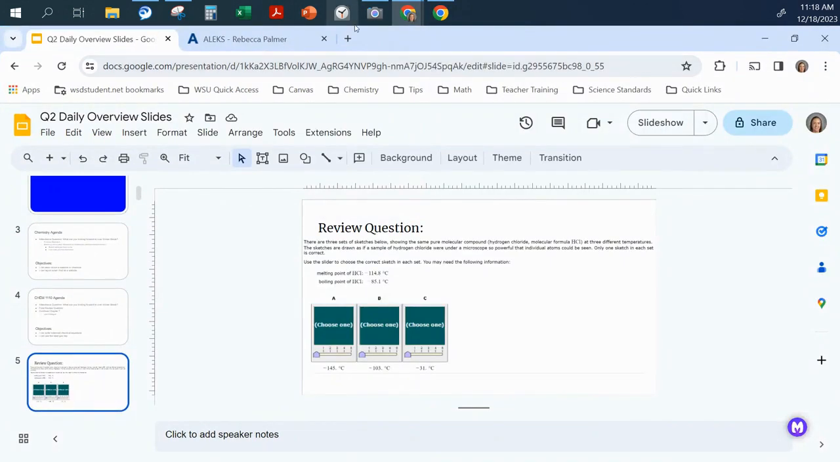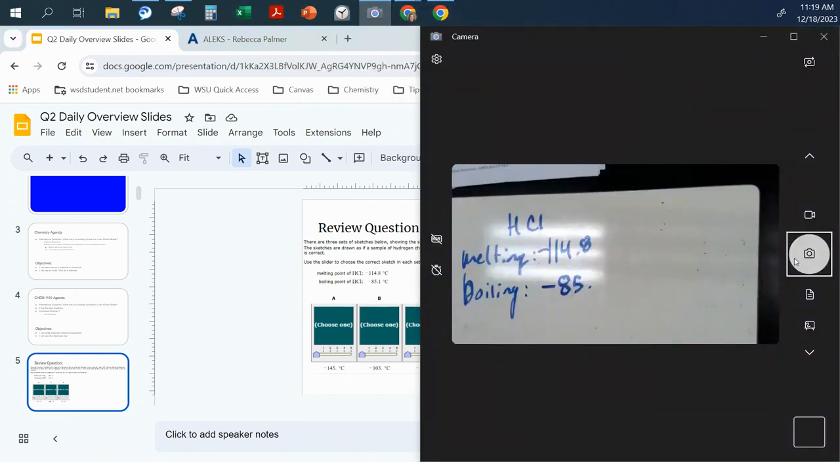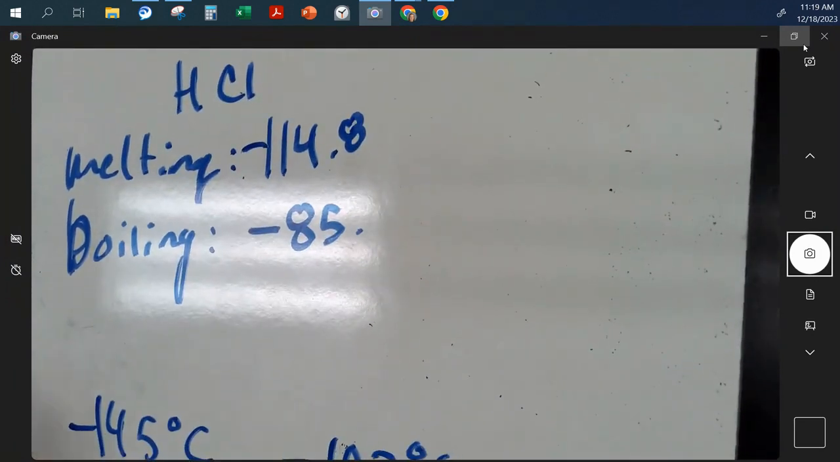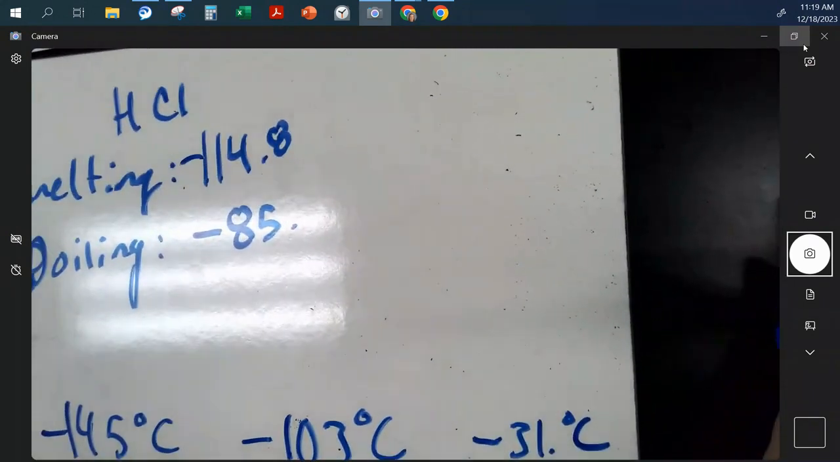Oh, they're both negative. Okay, melting, boiling, and then the ones we're looking at are negative 145, negative 103, and negative 31 Celsius. Okay, so let's just make this big. Oh, let's try it. Okay, so we have these three temperatures.